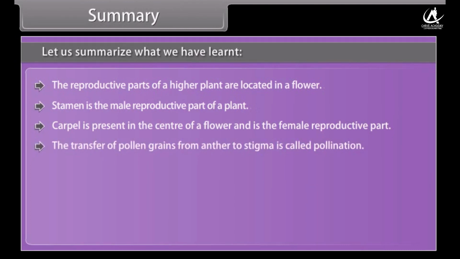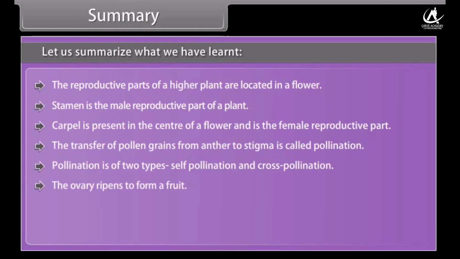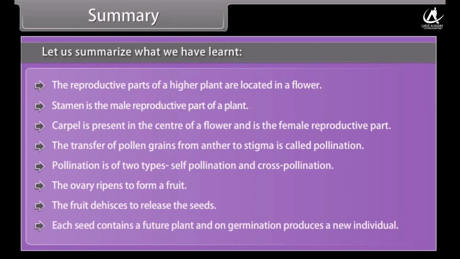The transfer of pollen grains from anther to stigma is called pollination. Pollination is of two types, self-pollination and cross-pollination. The ovary ripens to form a fruit. The fruit dehisces to release the seeds. Each seed contains a future plant and on germination produces a new individual.